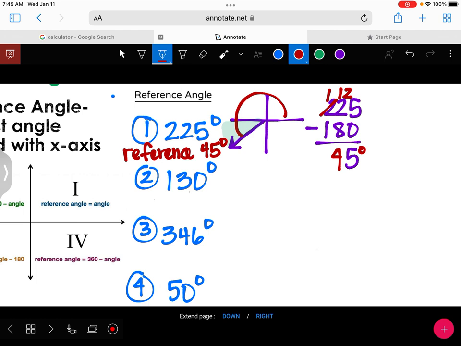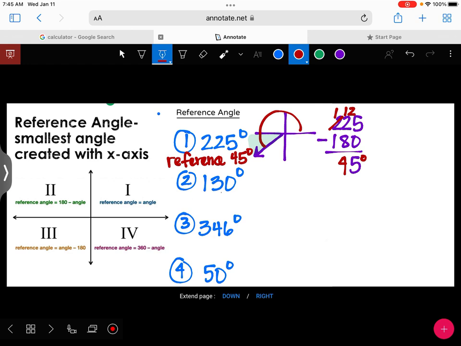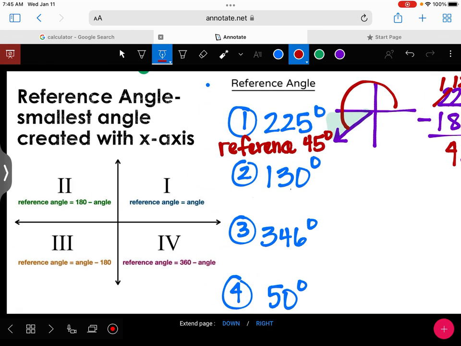All right, go ahead and try to do number 2, 130. Figure out what quadrant you're in and determine what your reference angle would be.